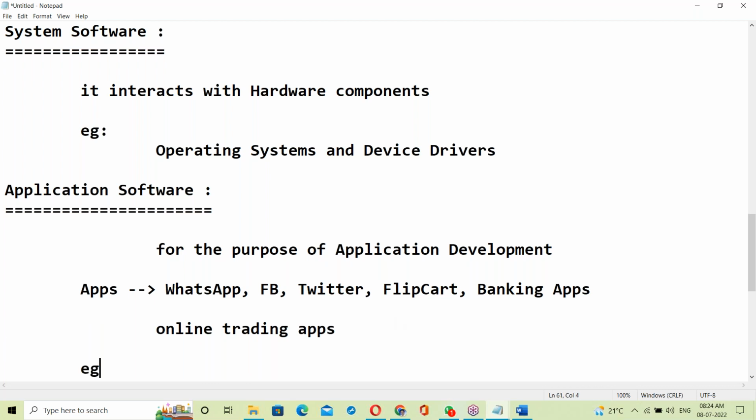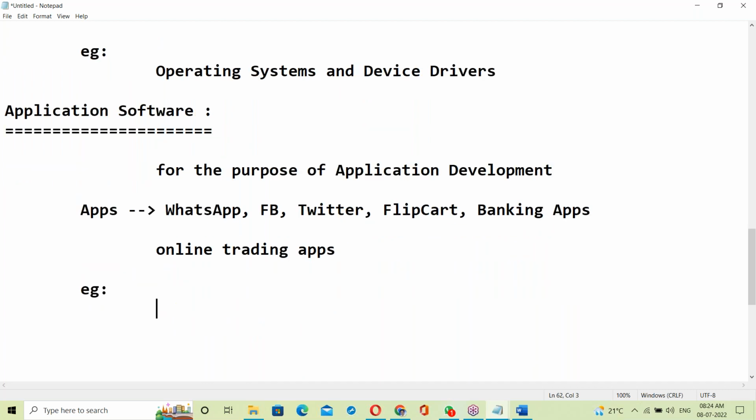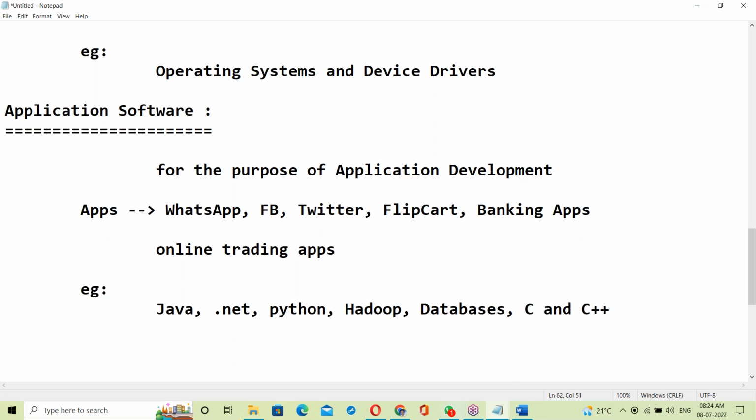An example of application software: Java is the best example. Java is a mostly used application software. Java, .NET, Python, Hadoop, databases are application software. Like this, many things. C language and C++ are application software.